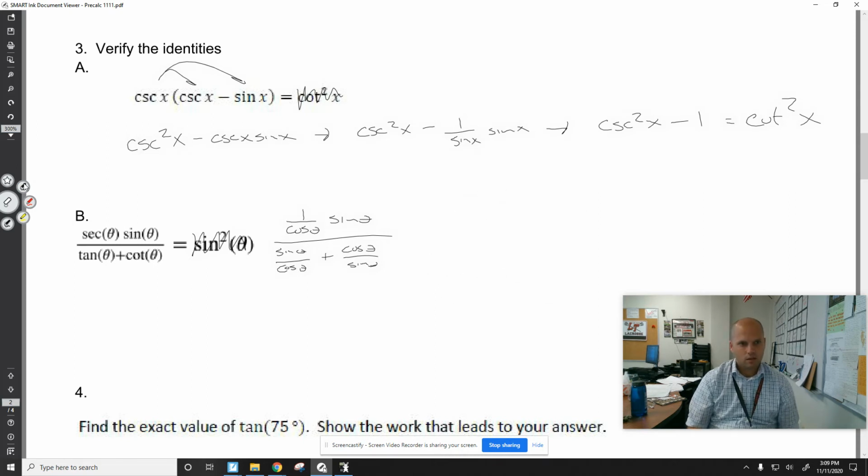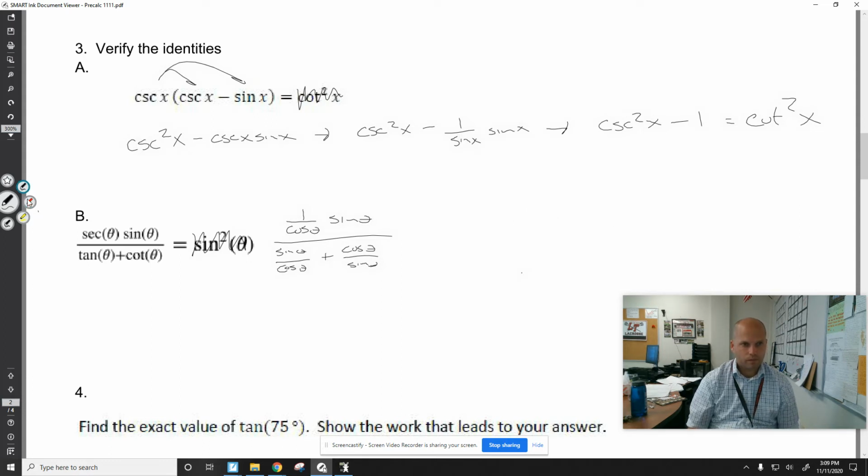Tell me, is 2 over 2 plus 3 the same as 1 over 1 plus 3, which is 1/4? No. This is 2/5. 2/5 is not 1/4. This is 0.4. This is 0.25.